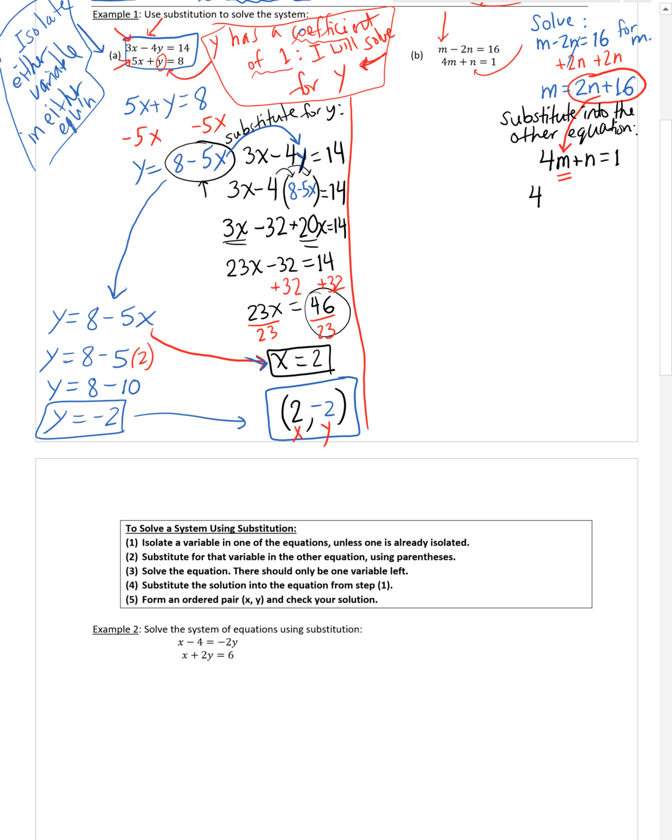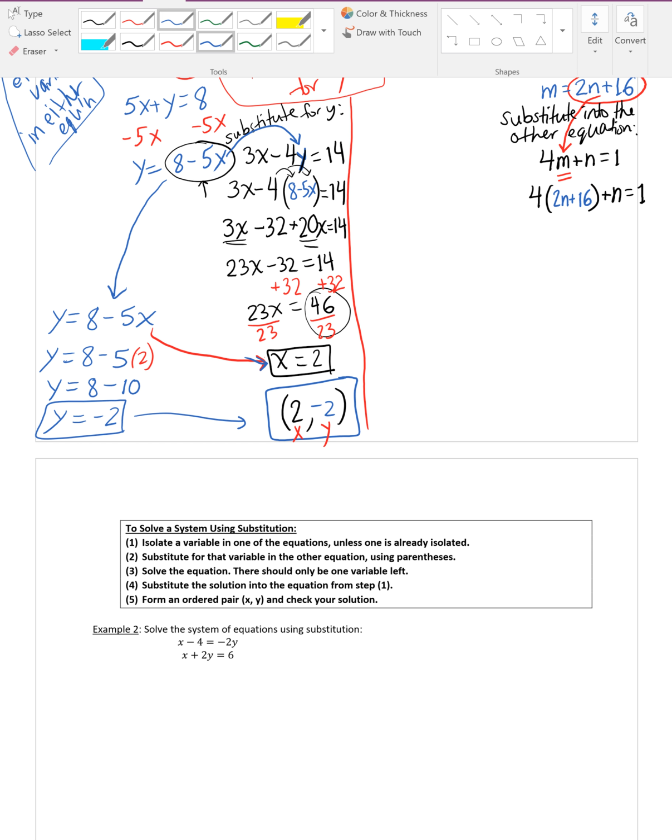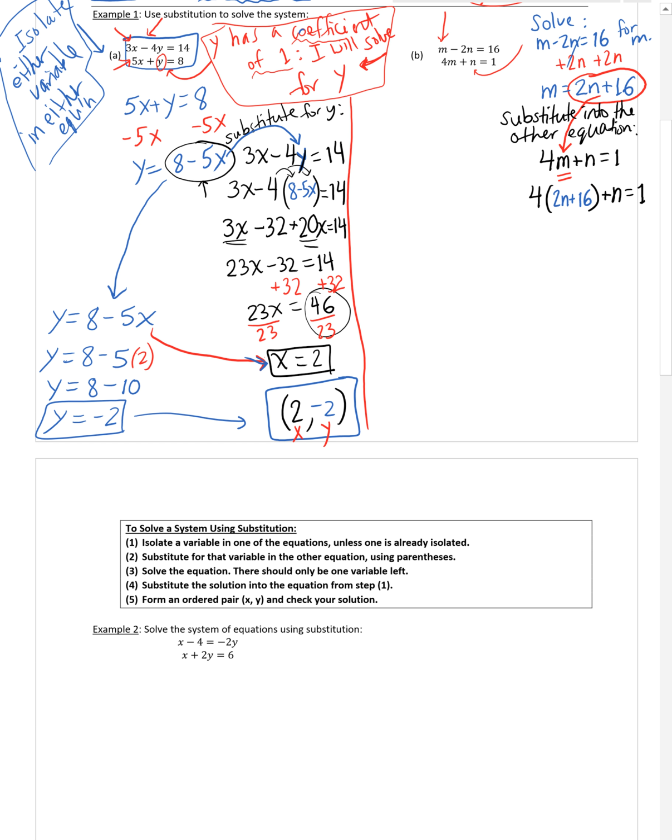Let's see what happens. The 4 is still there. And this is an example of where it's a good idea to put parentheses, because if I don't, I wouldn't know what's going on between the 4 in the front and this 2n plus 16 that I'm writing. So it's always a good idea to put parentheses just so you know what to do. Okay, it's a good sign that the equation we're ending with has only one variable. There's an n but no m.